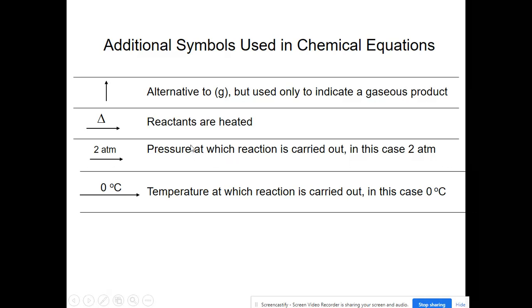Other symbols you will see are an up arrow, which represents a gas, which just means the gas is escaping to our atmosphere. A triangle, which represents the reactants are being heated. Sometimes you will see specific information about the reaction conditions written above the arrow. So you might see pressure the reaction is being carried out at, or temperature being written over the arrow.